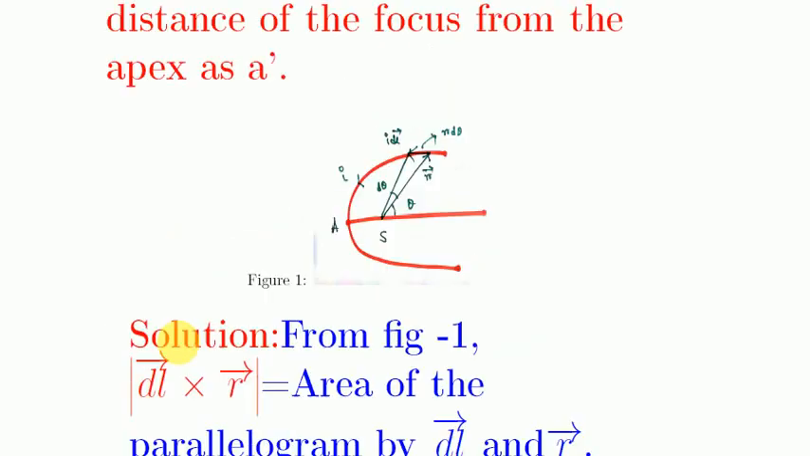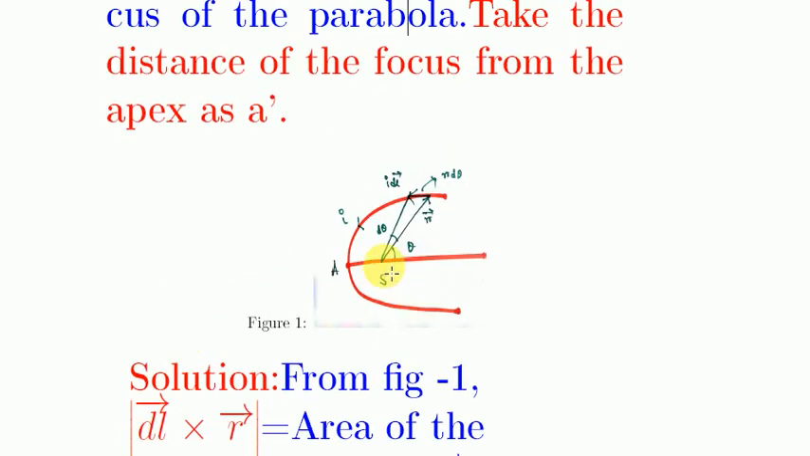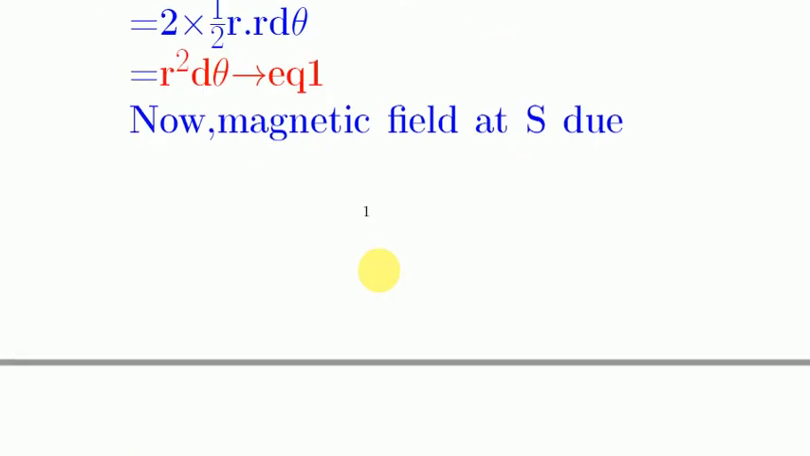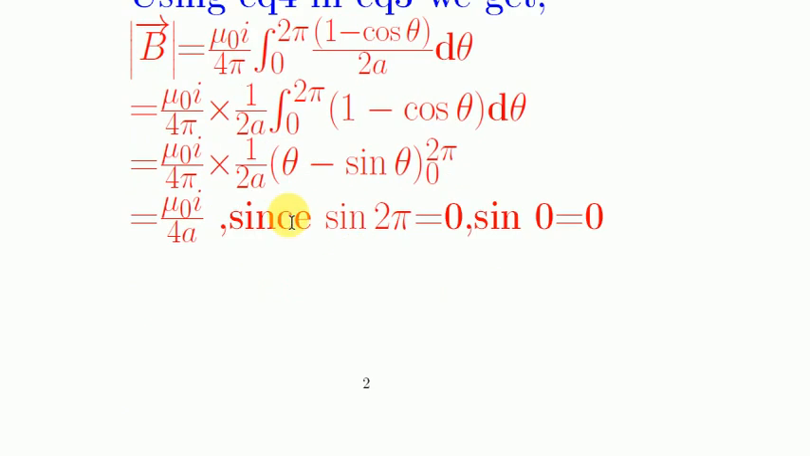So this is the magnetic field due to the whole infinite parabola at the focus of this parabola. So the magnetic field due to this whole infinite parabola carrying a current I, at its focus, is mu 0 times I by 4a.